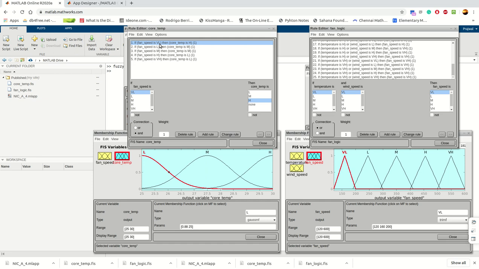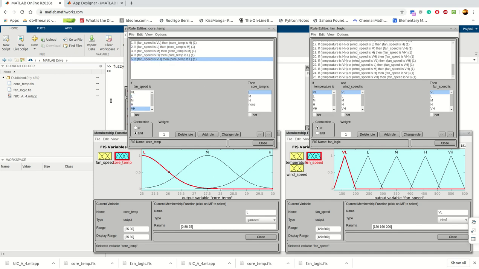When the fan speed is very low, meaning in the range of roughly 120 rpm to 210 rpm, then the core temperature is high. When the fan speed is low, like 200 rpm to 300 rpm, then the core temperature is medium. When the fan speed is medium, the core temperature is also medium. When the fan speed is high, the core temperature is low, because the high speed tries to decrease the core temperature.